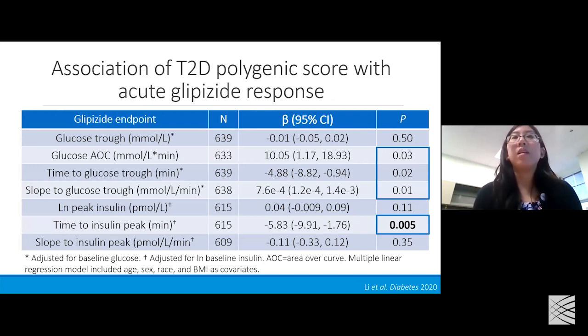What we found was that those who had a higher burden of type 2 diabetes genetic variants, or higher risk based on their genotypes, were associated with a more robust response to glipizide. That was characterized by a greater cumulative drop in glucose over the course of the challenge, a shorter time to the lowest glucose achieved, a shorter time to the insulin peak achieved as a result of the glipizide, and a steeper slope to the lowest glucose. All of these are consistent with a more robust response.